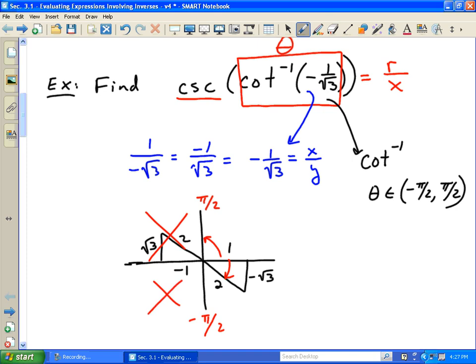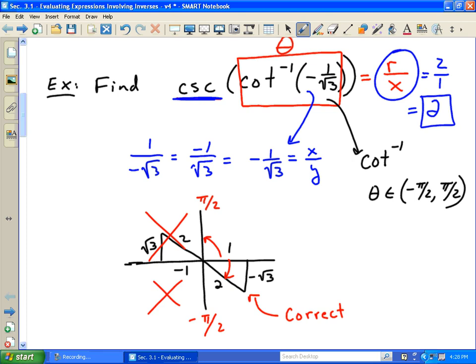That being the case, then I know I'm considering the triangle here. So this is the correct picture, in other words. Okay, now, if that's the correct picture, keep in mind that what we want to find here is the value of cosecant for this angle that I'm looking at. I don't care about the angle. In this particular problem, I know what the angle is, but I don't care about it. All I care about is, for this triangle in this picture, do I know an r and do I know an x? Absolutely. r is equal to 2, x is equal to 1. And so the value of this whole thing is 2.